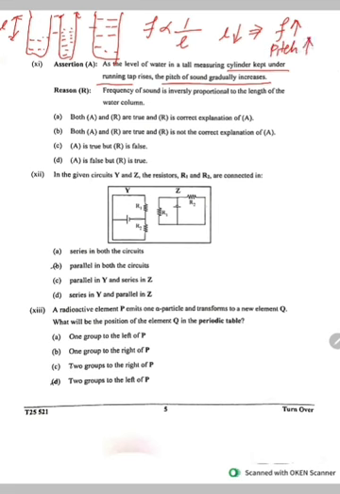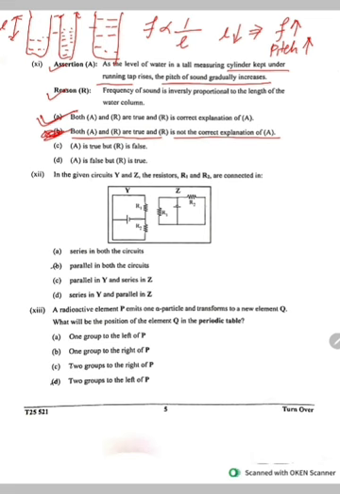So in this case, both assertion and reason are correct, and they are the correct explanation of A. Okay, so here the correct option is: both A and R are true, and R is the correct explanation of A. So this option is correct.